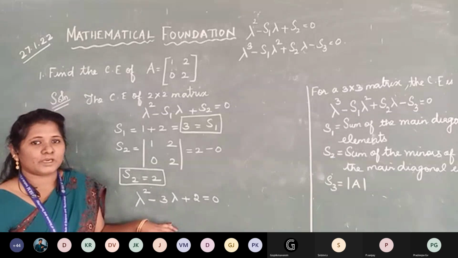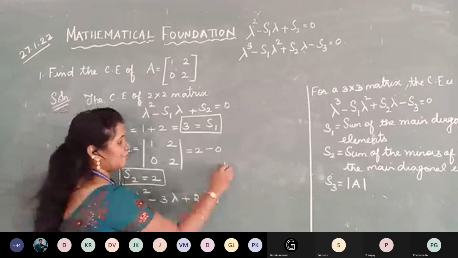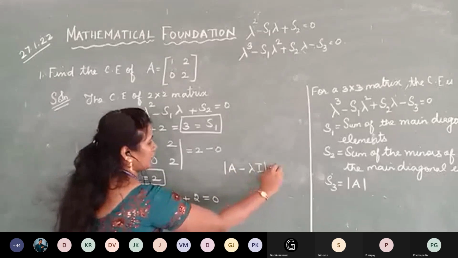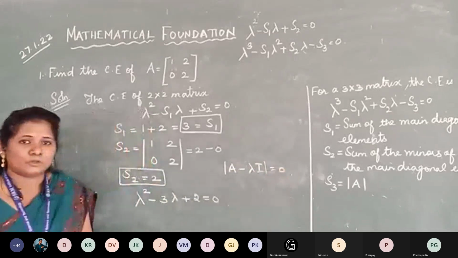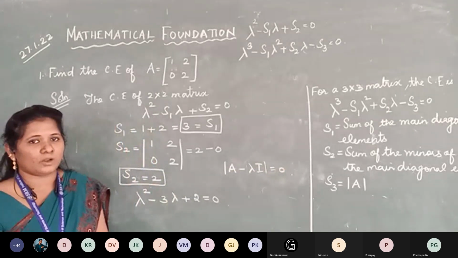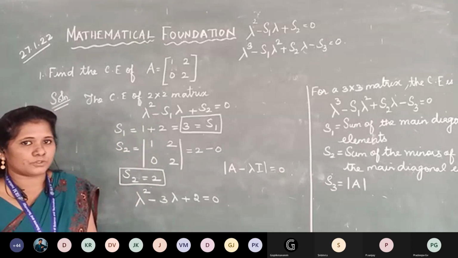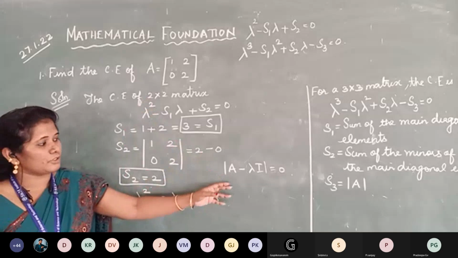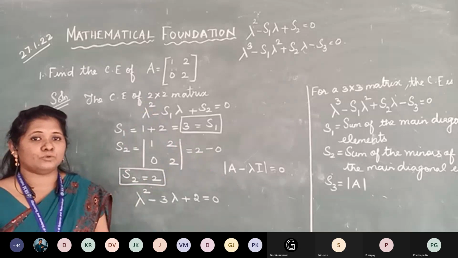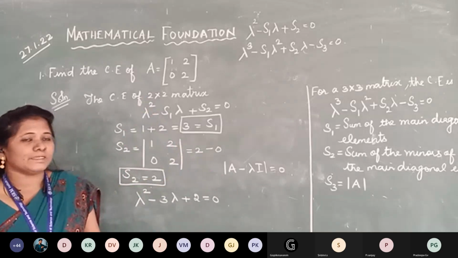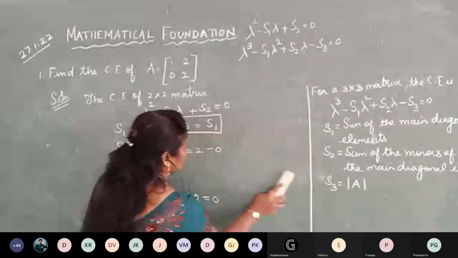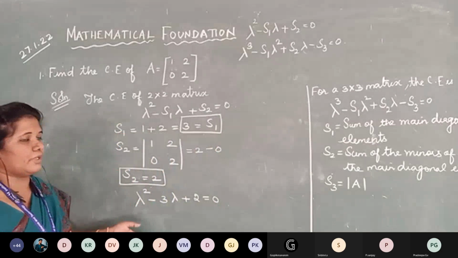Another way of finding the characteristic equation, I have written, is the general formula A minus lambda I equal to 0. You can find it like that also. You would have done it in your 11th and 12th. You can follow the same thing. But for a 2 cross 2 matrix, you can directly do it by the formula method. When you go for a 3 cross 3 matrix, it is better we use the formula.